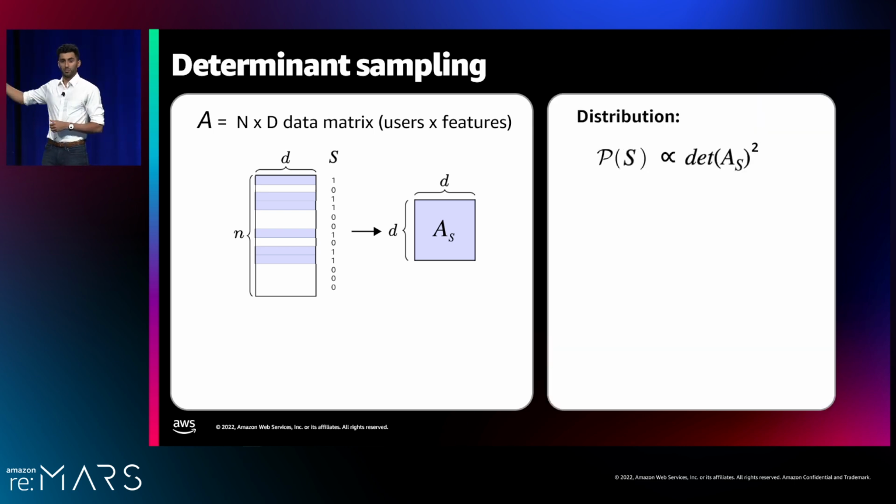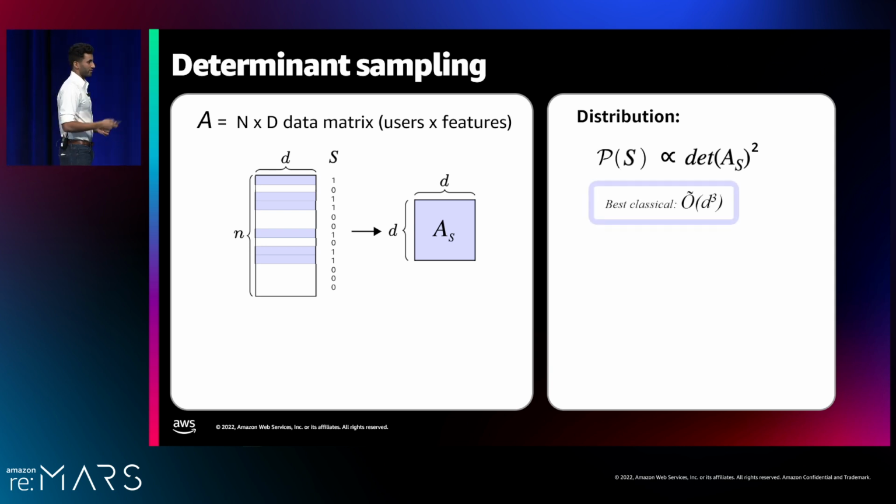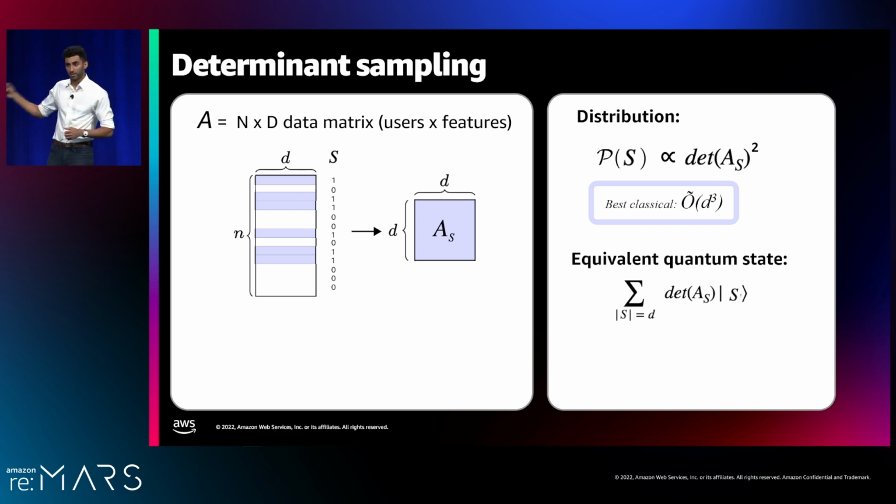So we want to select from this distribution, essentially. This algorithm should spit out a selection, and the probability that a selection is spit out should be proportional to the determinant of that subselected matrix. The fastest classical way of doing this is d-cubed time, which is just slow enough that you can't run this on large data sets. If you want to do the same thing on a quantum computer, you need to prepare this state. That's how you write it down mathematically.